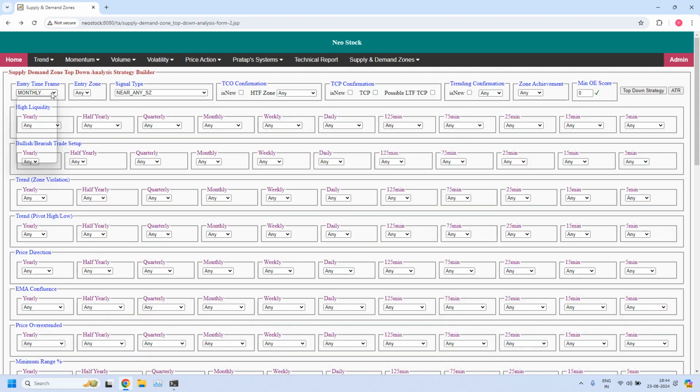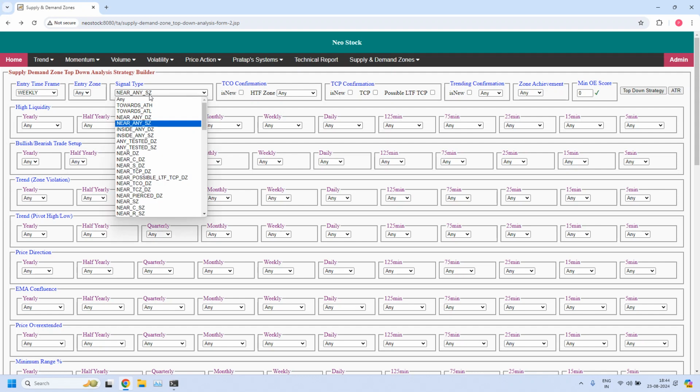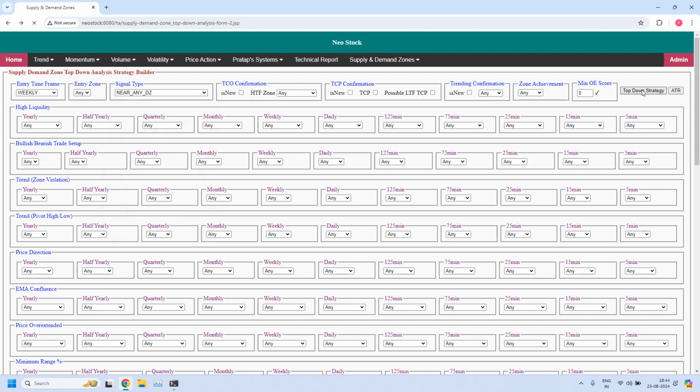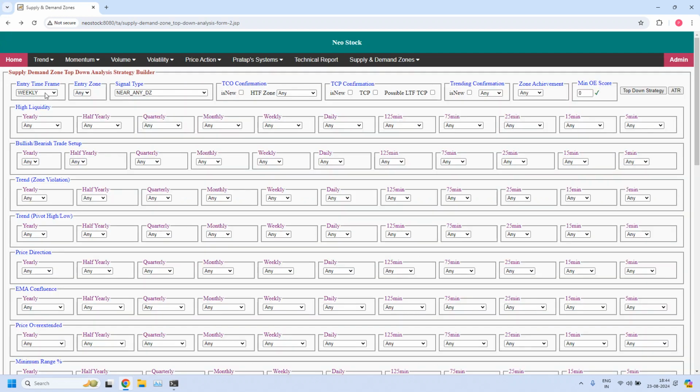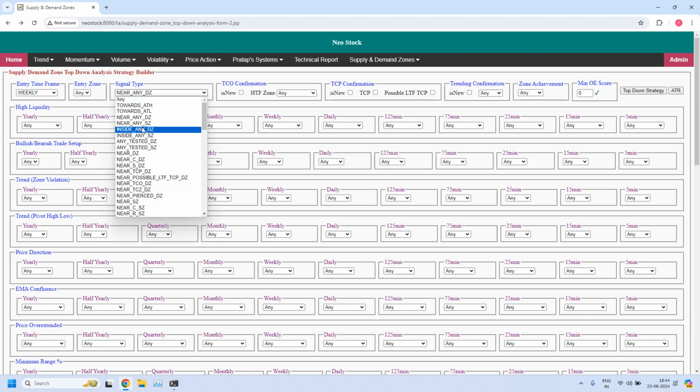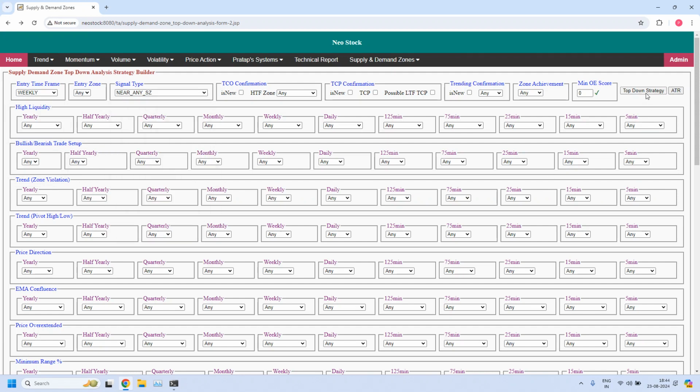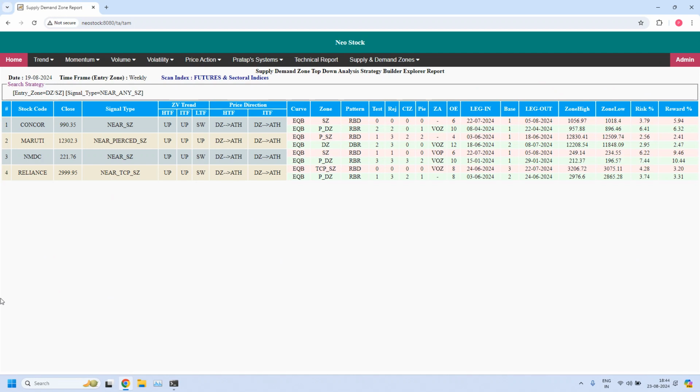In the next time frame, weekly, let us find the stocks near weekly demand zone. 5 stocks are filtered near to the weekly demand zone. Next report, weekly time frame, let us find the stocks near weekly supply zone. And 4 stocks are filtered which are near to the weekly supply zone.